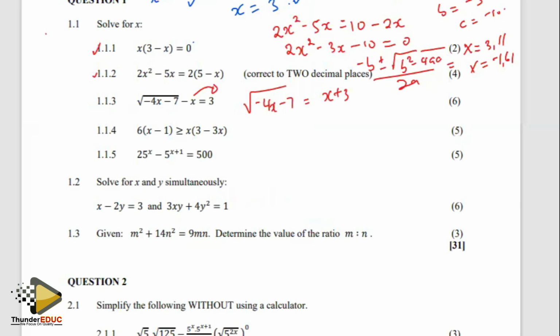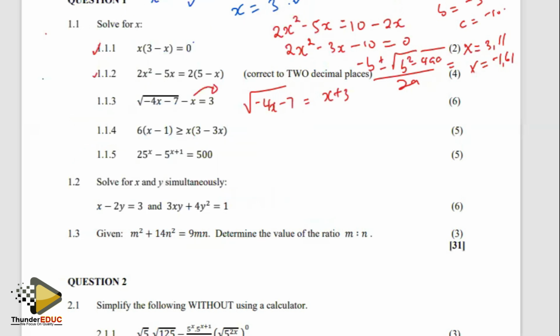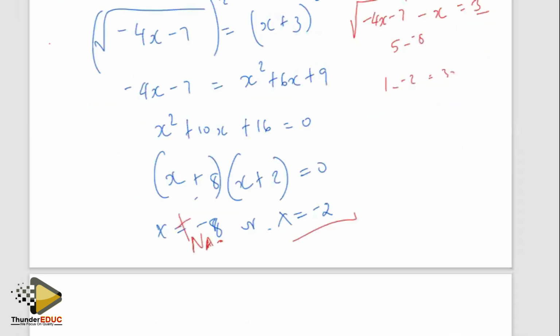Then 1.1.4, we have the inequality. So open up the brackets. That should be our first step. So that's going to be 6x minus 6 is greater or equal to 3x minus 3x squared. Let's transpose all and create a standard equation. This is going to be 3x squared plus 3x minus 6 is greater or equal to 0. We said 3x squared.